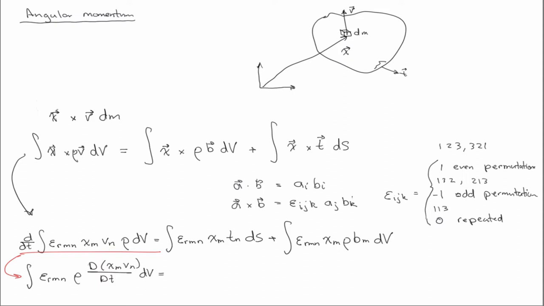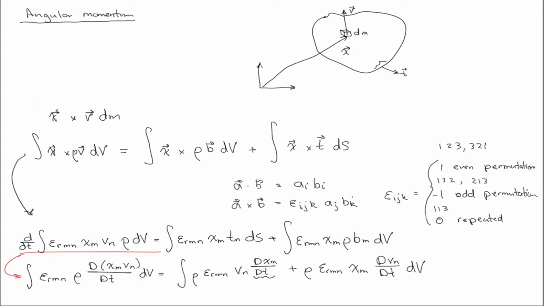But we're going to now distribute the material time derivative over this x and v, right? So we have that. Well, what is this guy? dxm dt.